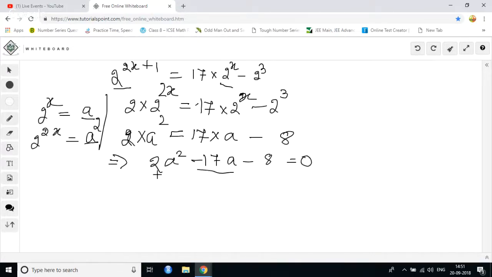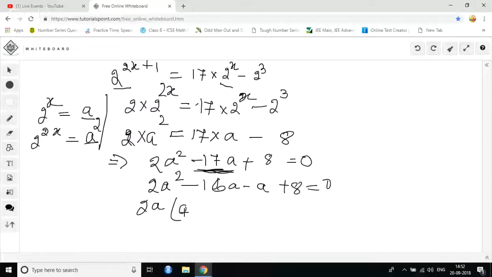Now if you multiply 2 and minus 8, how much you get? This is plus 8, I'm sorry. If you multiply 2 and 8, how much you get? 16. So what this can be written? This can be written as minus 16a and minus a. So I am opening it, 2a square minus 16a minus a plus 8 is equal to how much? 0. So you take 2a common, it gives you a minus 8, and you take minus 1 common, it gives you a minus 8 here, which is equal to 0.